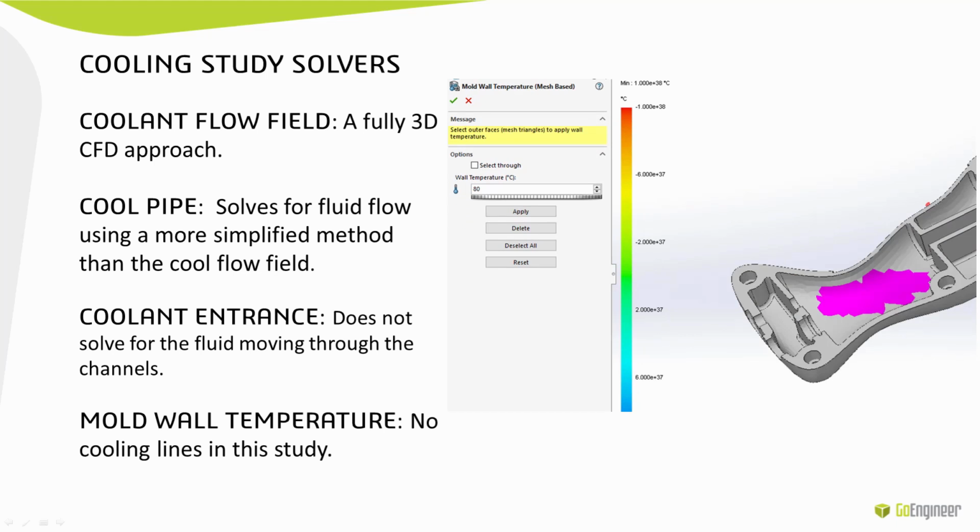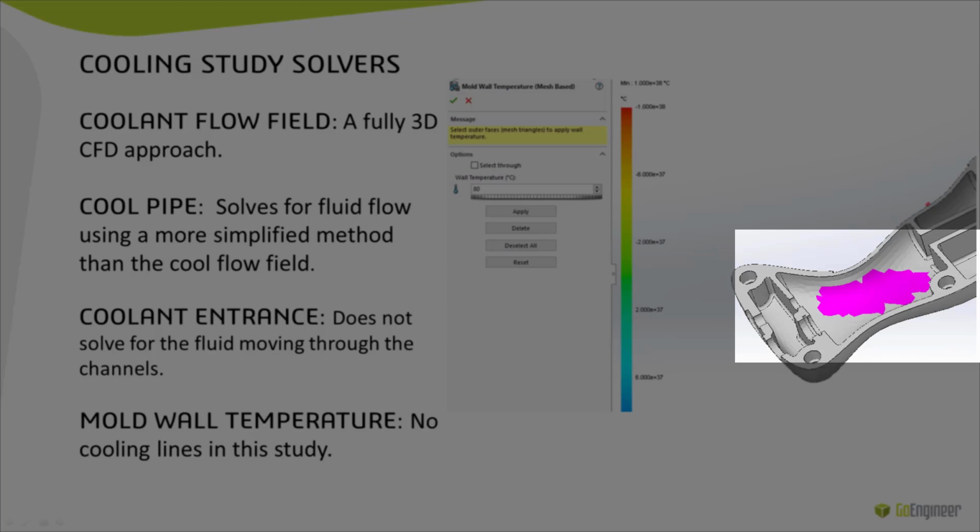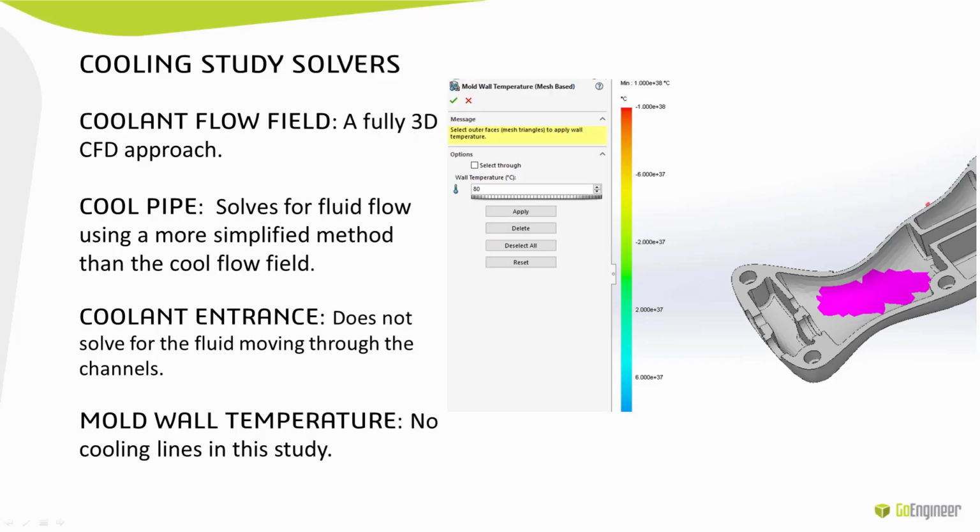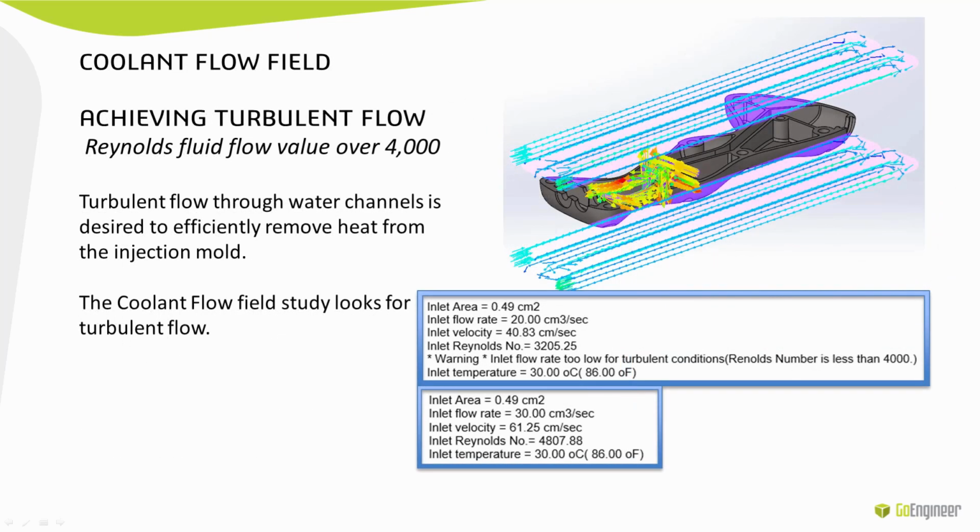So there's no cooling lines in this study at all, but we can actually, the magenta area on this model, I've gone in, you can actually select different areas and tell that this wall temperature of the mold is going to be this temperature. So you could actually set different temperatures on different sides of the part just for a quick analysis to see what warpage will do. So like I said, what I typically use is the coolant flow field.